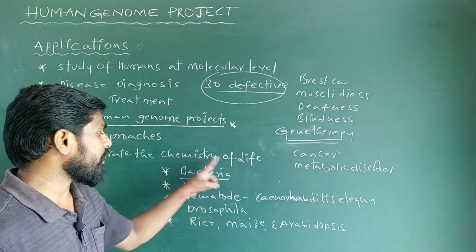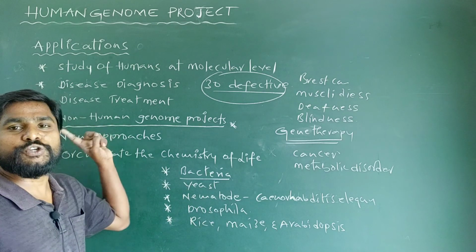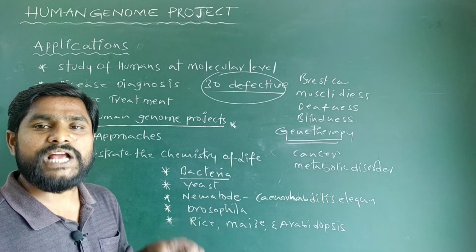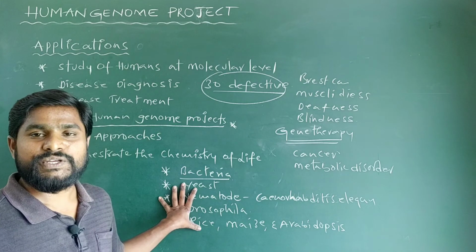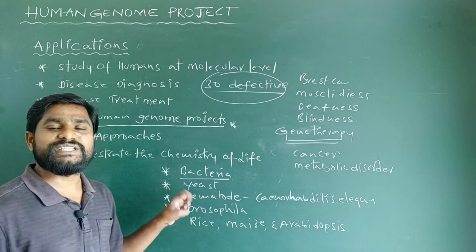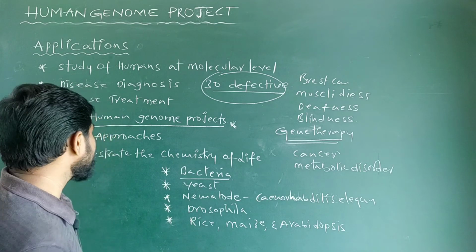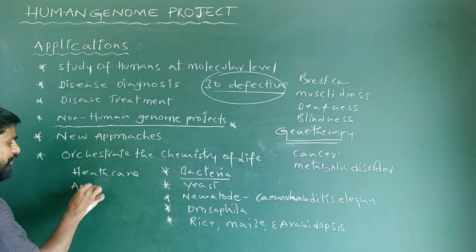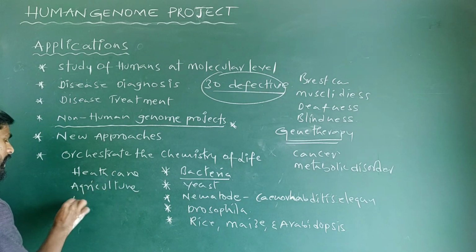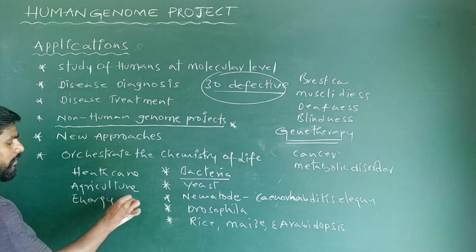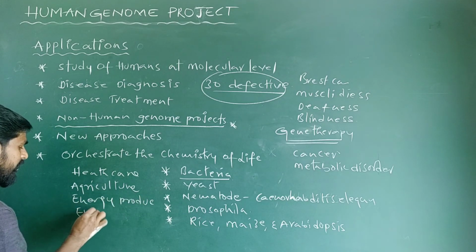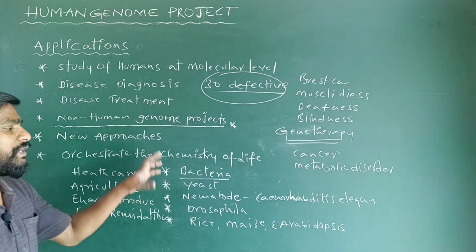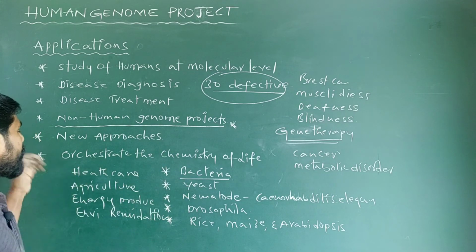The base for these non-human genome projects is the Human Genome Project. By doing these non-human genome projects, we came to understand the natural capabilities of these organisms, so that we can use these natural capabilities in fields such as healthcare, agriculture, energy production and environmental remediation. How can we use these non-human genome projects in solving the problems of these fields?